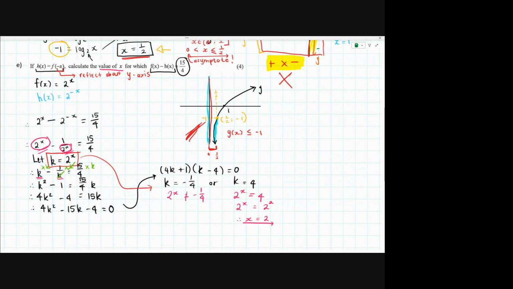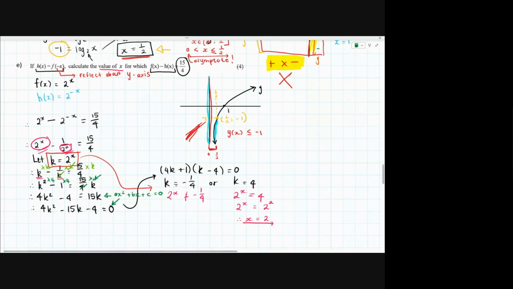The next thing that I didn't really want to have to deal with is a fraction. And so I times everything by 4 in order to get rid of this fraction. So that's now gone. That leaves me with 4k squared minus 4 equals 15k. And then this is a quadratic. So now I want it in standard form, ax squared plus bx plus c equals 0. That's what I did over here. And then I went and factorized.